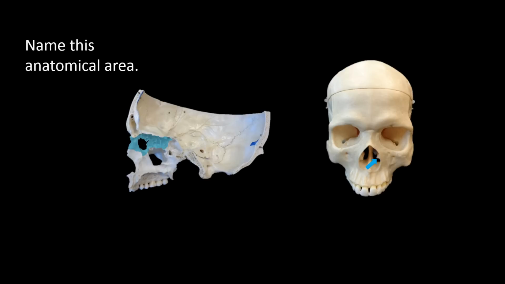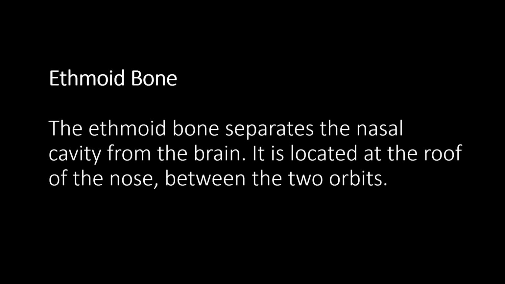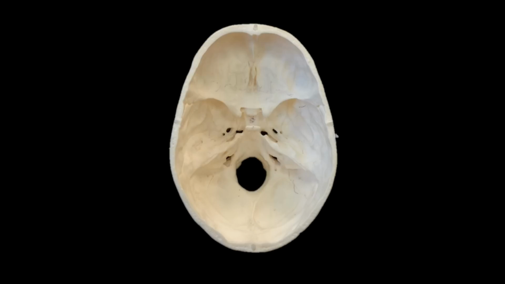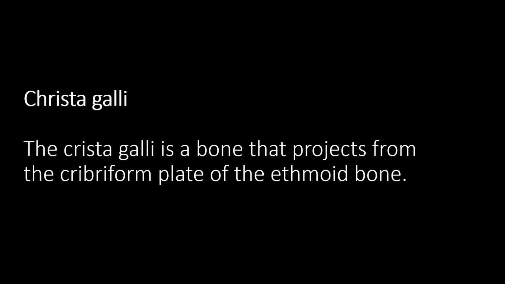Name this anatomical area. Ethmoid bone. The ethmoid bone separates the nasal cavity from the brain. It is located at the roof of the nose, between the two orbits. Name this anatomical area. Crista galli. The crista galli is a bone that projects from the cribriform plate of the ethmoid bone.